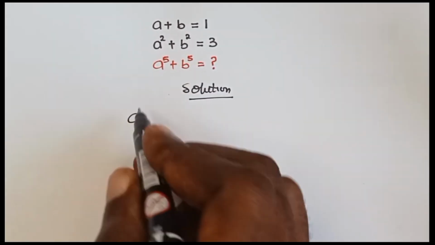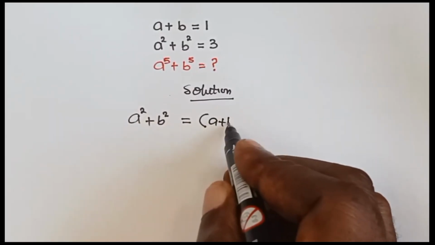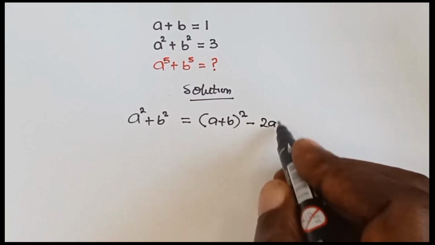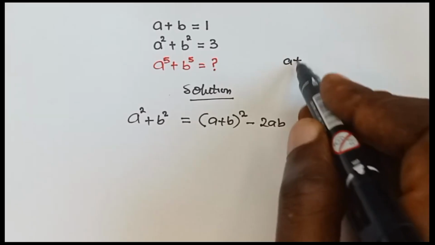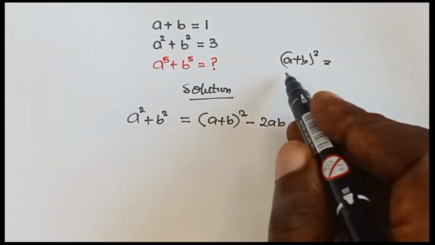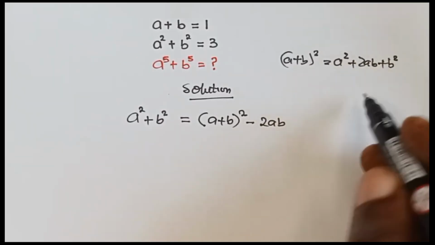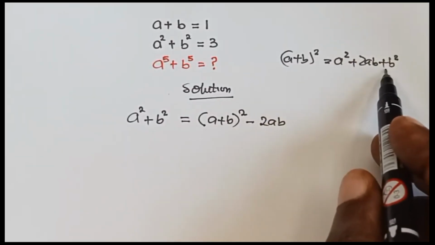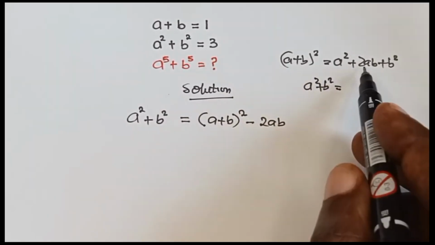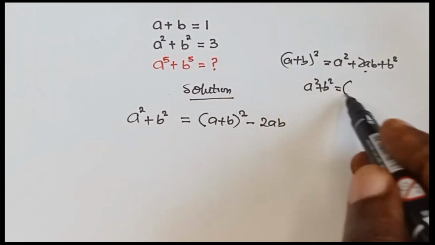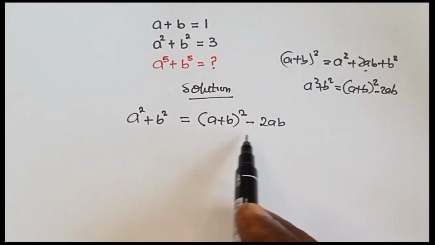Alright, you know that a squared plus b squared is equal to (a plus b) squared minus 2ab. When you use the identity of squares, remember that when you expand (a plus b) squared, it gives you a squared plus 2ab plus b squared. Then by taking a squared and b squared together, a squared plus b squared equals, you subtract 2ab from this, which gives you (a plus b) squared minus 2ab. Okay, so that is what I have written here.